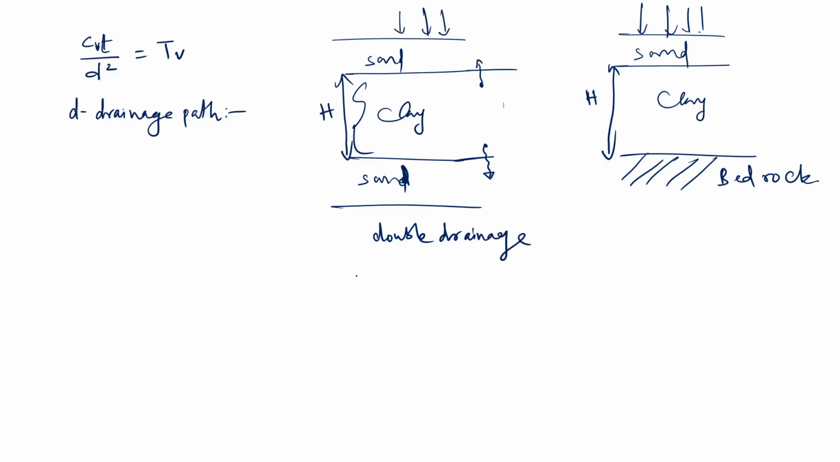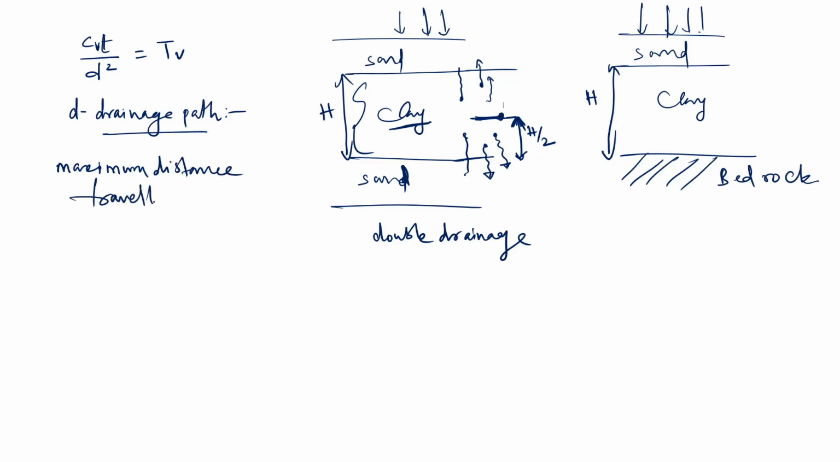Now the maximum path travelled by a water particle in this clay is what? If it is near the surface, it will travel this way. If it is at the middle, it can go anywhere. But if you take the middle point and above, it will travel up, which is less than H by 2. Any point below will travel down, also less than H by 2. The maximum distance that can be travelled by a water particle is H by 2. So the drainage path is the maximum distance travelled by water.